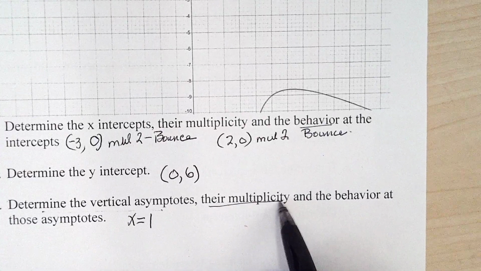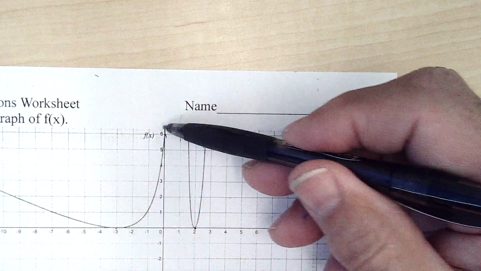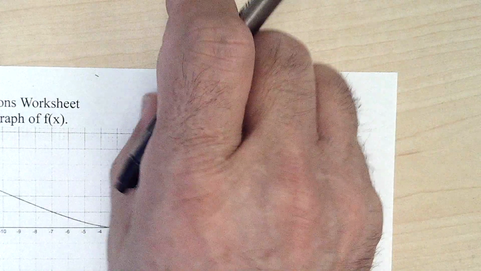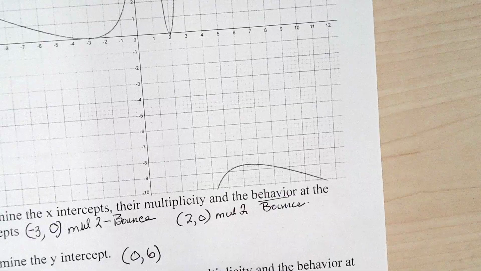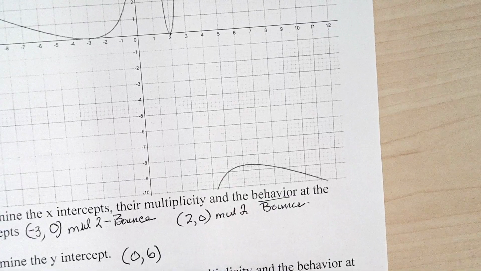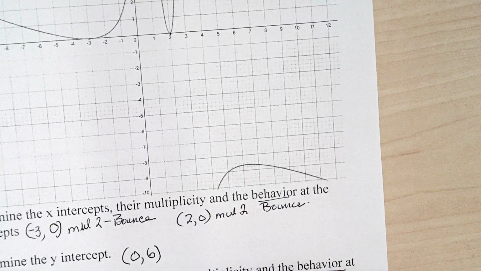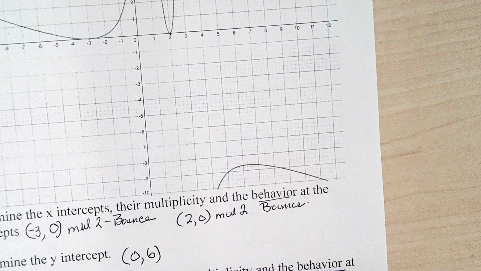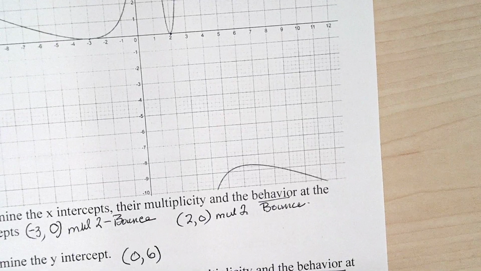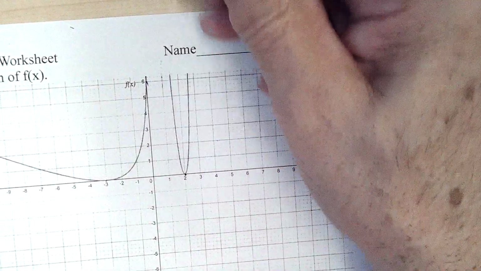And for the multiplicity, both sides are going up, so it has to be at least degree 2. So I'm going to say multiplicity of 2, because they went in the same direction at the asymptote. The curve went up on both of them.